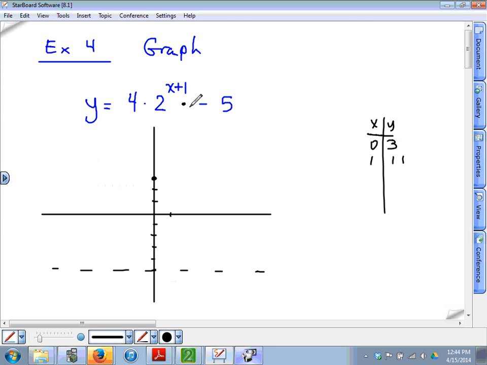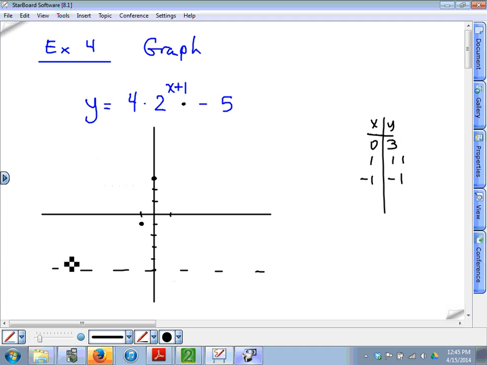Now here's what I was getting at. Would it be very wise of you to let x equal 2? No, because you're going to get a really big number like 29 right here. So -1 would be a much wiser choice. Let's do this real quick, then we're done. -1 plus 1 is 0. 2 to the 0 is 1. 1 times 4 is 4. 4 minus 5 is -1.